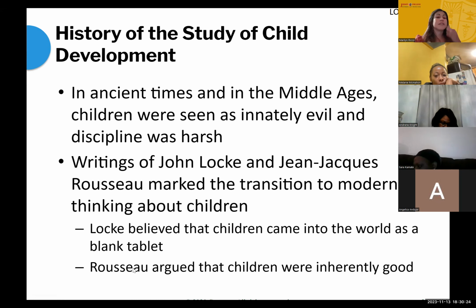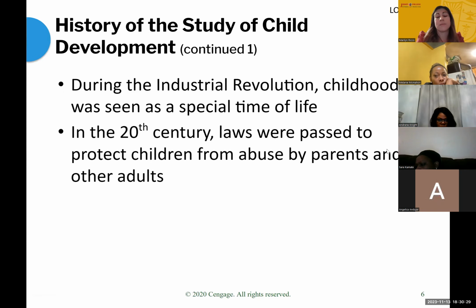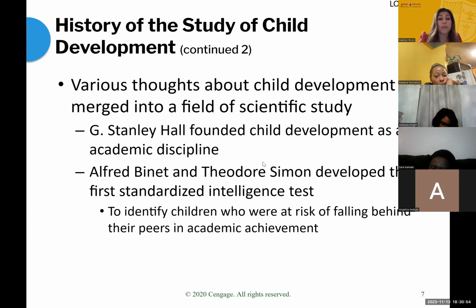So this is how the theories on children became, and then all these laws came into place to protect children. But before that, children were being abused and used by their parents, and it was seen as normal. So during the Industrial Revolution, childhood was seen as a special time of life. In the 20th century, laws were passed because of these theorists to protect children from abuse by their parents and other adults. So various thoughts about child development merged into a field of scientific study.